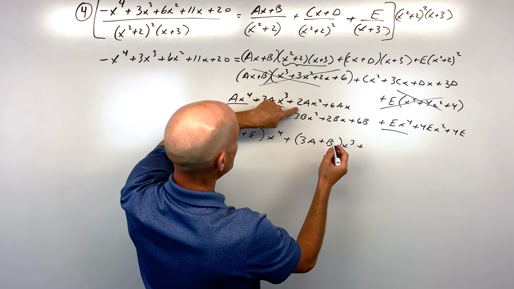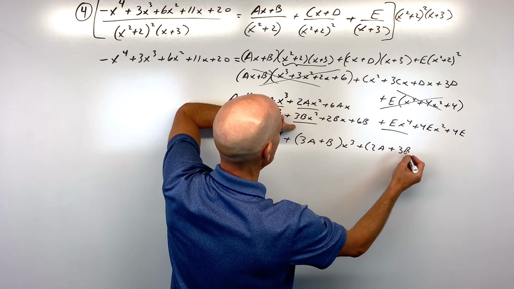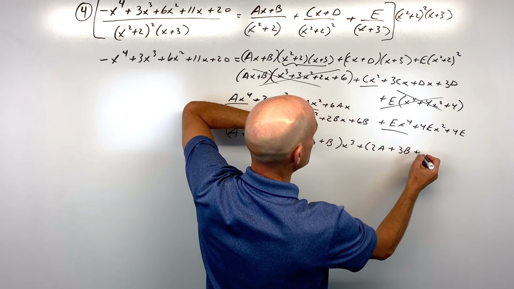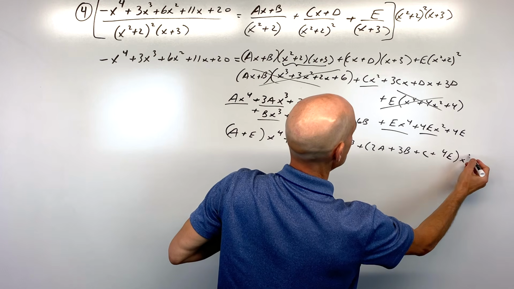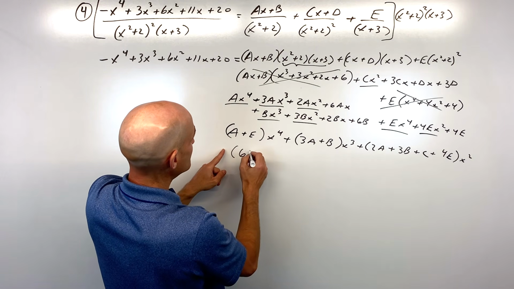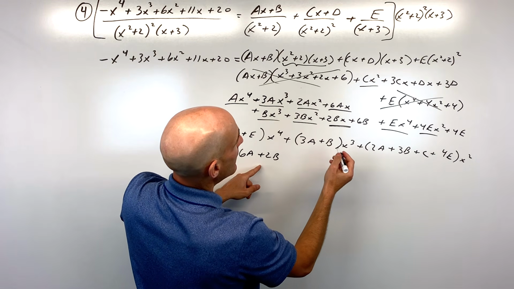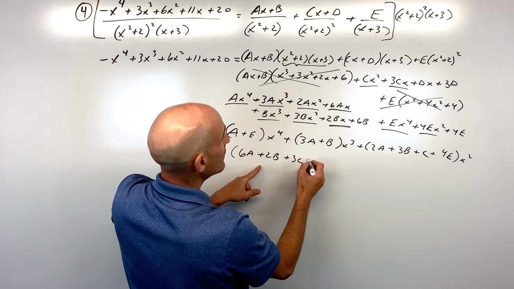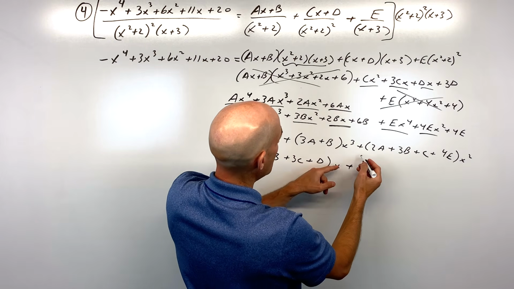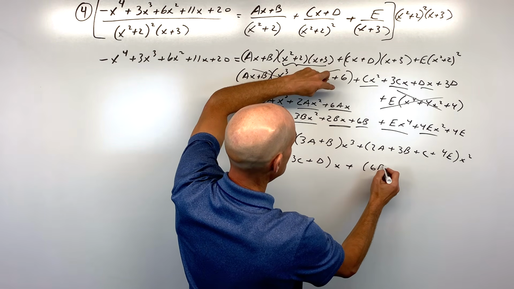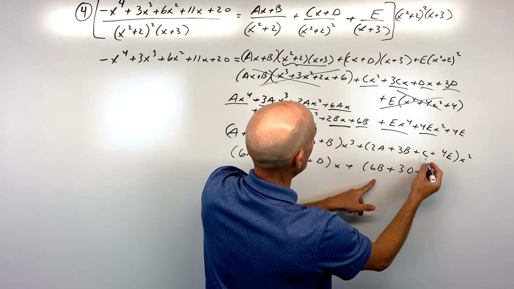And then for the x squareds, we've got 2ax squared plus 3bx squared plus cx squared plus 4ex squared. Okay, and then for our x's, we have 6ax plus 2bx plus 3cx plus dx. And then for our constants, we have 6b, and we've got 3d, and we have 4e.